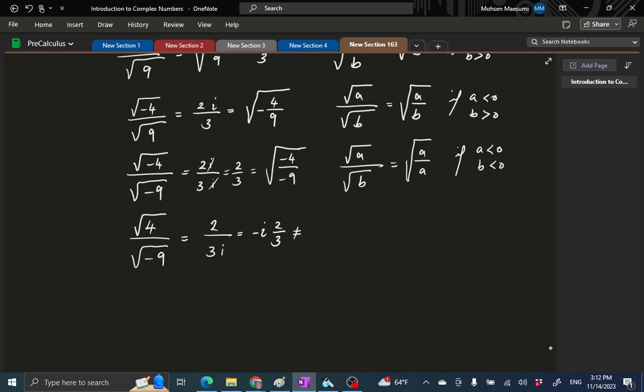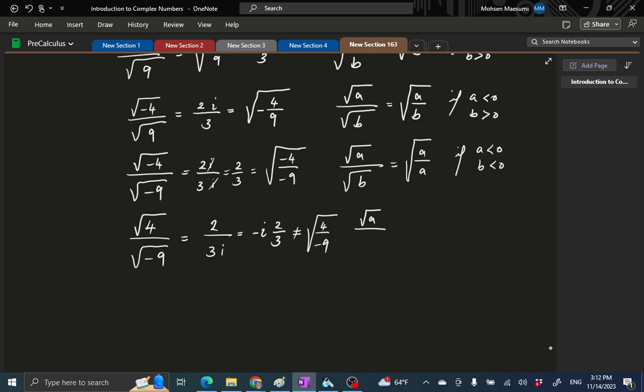That is not the same as the square root of 4 over -9, because this is -4/9 minus 4/9. If you take the square root of it, you get 2i/3, not negative 2i/3. So this is where we have our exception.